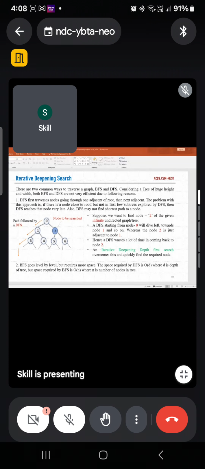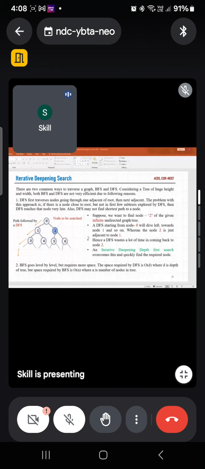And the space required for DFS is order of D, where D is the depth of the tree, but the space required by BFS is order of N, where N is the number of nodes. So the number of nodes will be much more in a particular level than the levels in a tree or a graph.